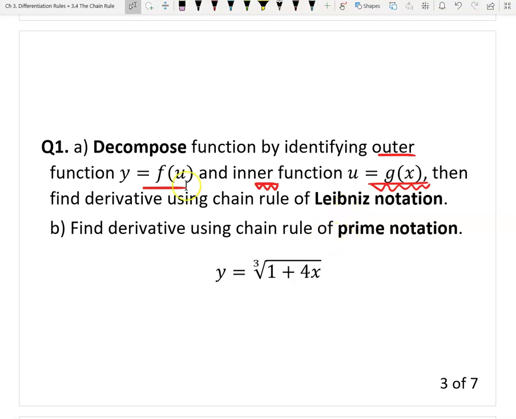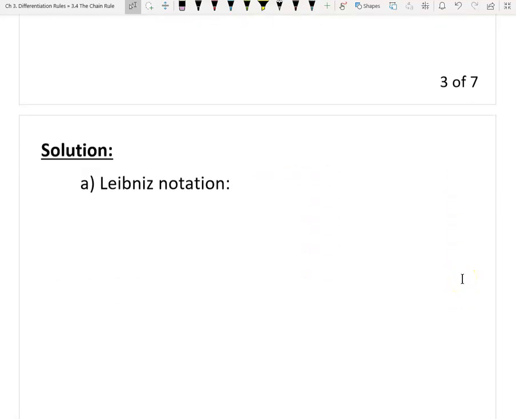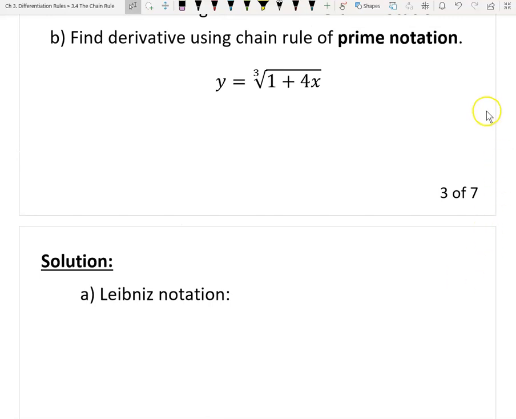Okay, we follow this. Keep in mind that F is outer, and G is inner. So the function is here. Let me work on Leibniz notation first. I need to copy the function. So I put the function here: y equals the cube root of 1 plus 4x. Good. And then we move to this page.